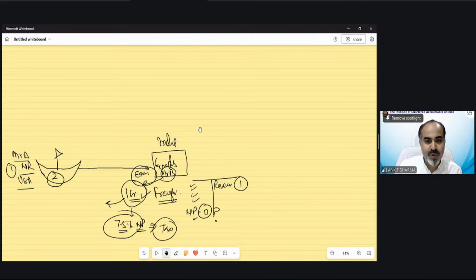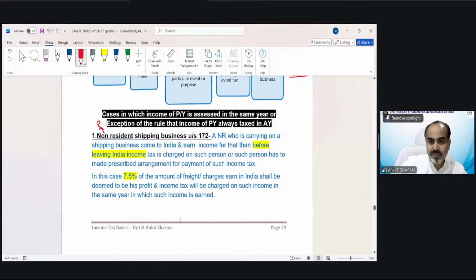Okay, so these are the provisions. A non-resident who is carrying on a shipping business comes to India and earns income. Before leaving India, tax is charged on such person, or such person has to make prescribed arrangements for paying such income tax. That prescribed arrangement means someone will take the responsibility. In this case, 7.5% would be treated as his income and tax is going to be charged on that income.